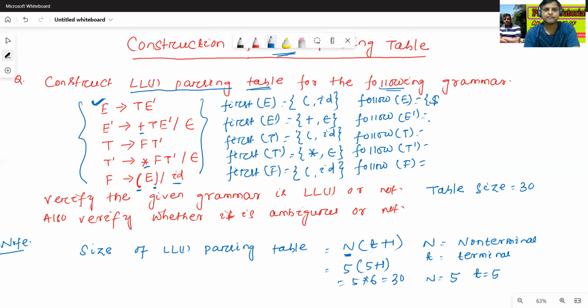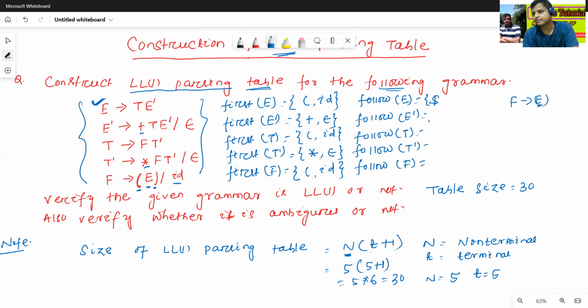There is no E in the first production. There is no E in the second production. There is no E in the third production. There is no E in the fourth production. Yes, one is here, one is here. So E → (E) in this production. Now we'll check.